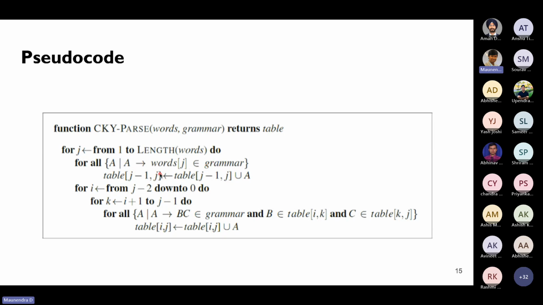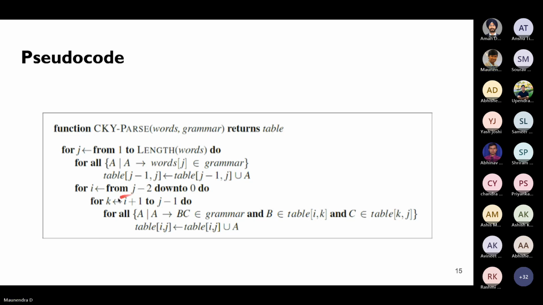So we are filling up the diagonals. If you remember in the first case, we just look at individual words and then fill up the diagonals. And individual words are the terminals. So that's why A to words j. So for all these rules which are there in the grammar, table[j-1, j]. So we had 0,1, 1,2, like that, right? So there we add in this rule. Look at this union, which says if there are multiple rules, we'll add both of them.